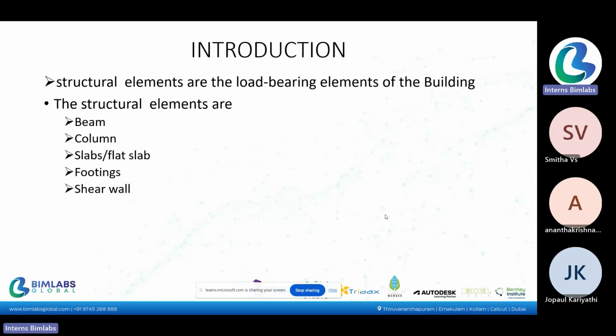If anyone asks you about the elements, you can mention beams, columns, slabs. There are different types of slab, like flat slabs and voided slabs. Footings also have different classifications: isolated footing, mat foundation, rectangular footing, trapezoidal footing, and so many other types. Shear wall is another type of structural element, which is used to resist loads such as seismic and wind pressure.